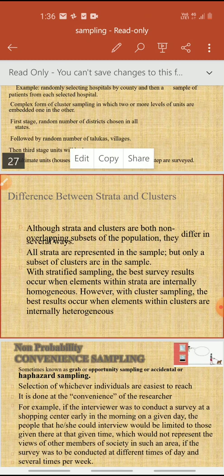So thank you, students. This is all about your probability sampling. In the next lecture, we'll do non-probability methods, the non-probability sampling techniques.